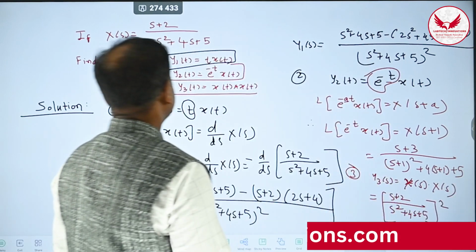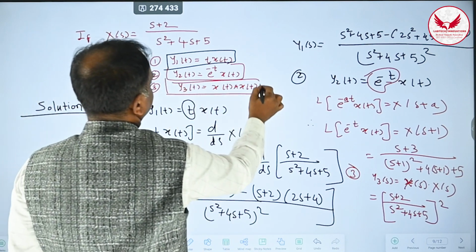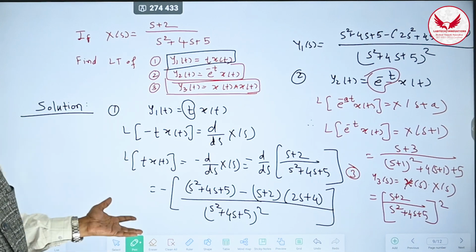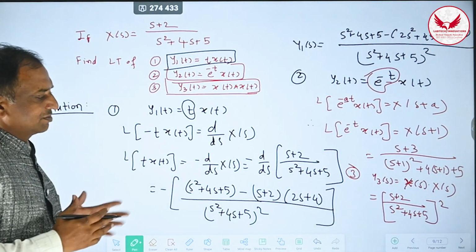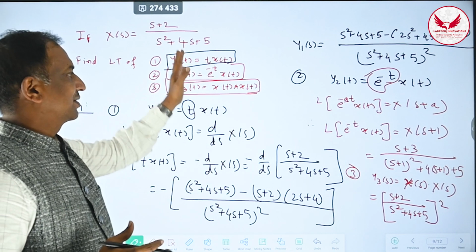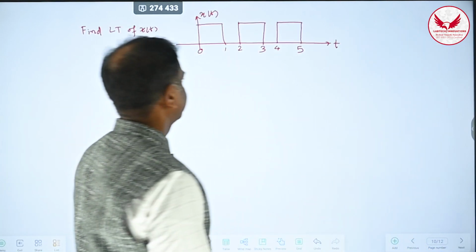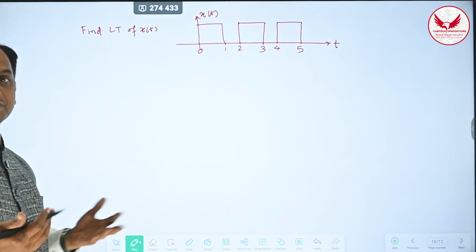So this is the Laplace transform of convolution: convolution of the same signal in the time domain corresponds to multiplication in the frequency domain. So such type of problems will be asked in the exam. Accordingly, you can make use of the property and solve them. Next, we will see that sometimes they will give the problem.